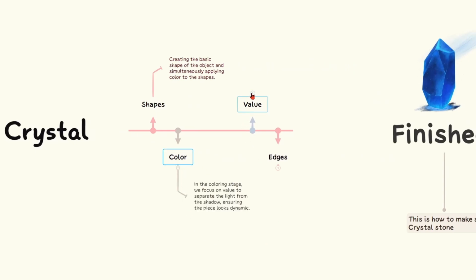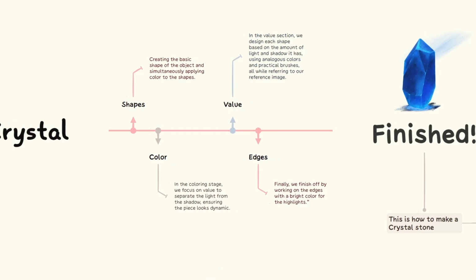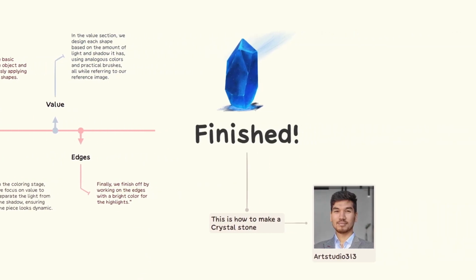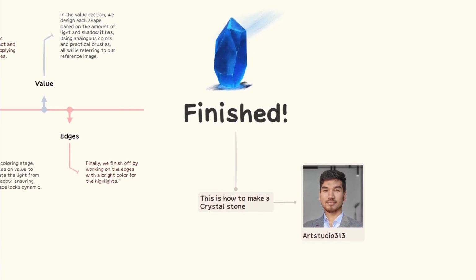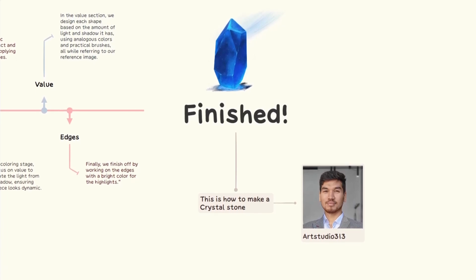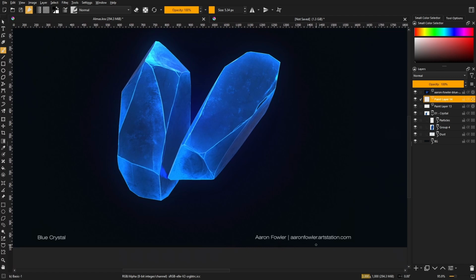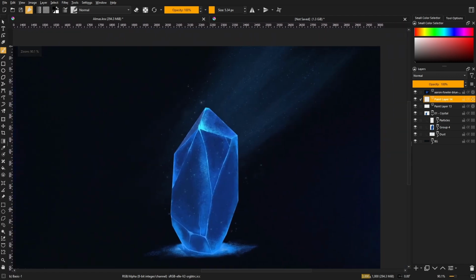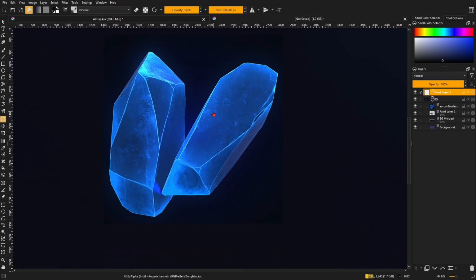In the value section, we design each shape based on the amount of the light and shadow it has, using analogous colors and practical brushes, all while referring to our image reference. Finally, we finish off by working on the edges with a bright color for the highlights. The original art is from Aaron Fowler, and I got this as my reference, and this is the result that I got. We have the image reference.